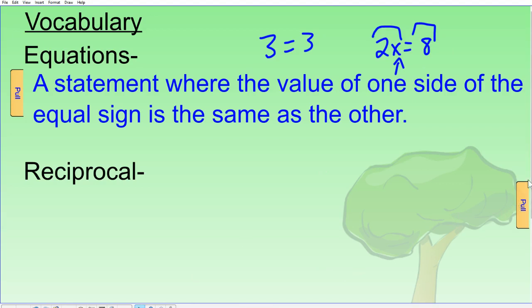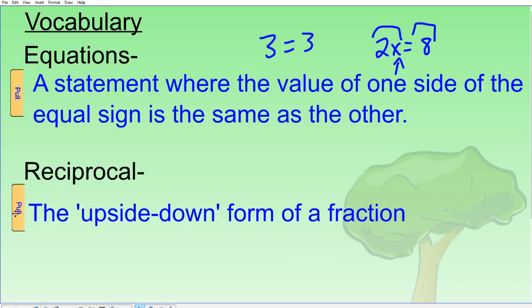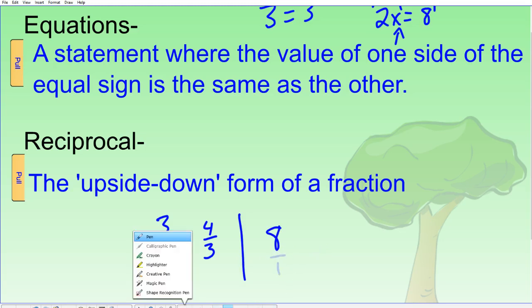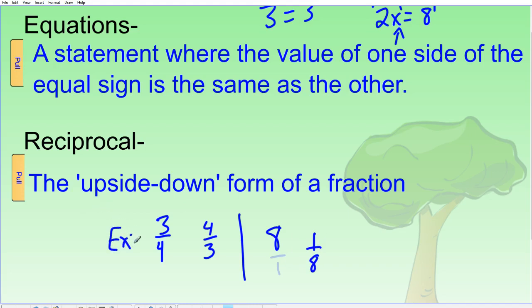Reciprocal. This is going to come into play later on in the lesson when we're talking about solving equations with fractions in front. But the reciprocal is when you take a fraction and you flip it upside down. So if I had the fraction, say, 3/4, the reciprocal of that is 4/3. If I have the number 8, and I said, what's the reciprocal of 8? Because as a fraction, 8 is 8 over 1. You would flip this upside down and you would get the fraction 1/8. Okay? So a reciprocal is when you take a fraction and you flip it upside down. The numerator becomes the denominator and the denominator becomes the numerator.